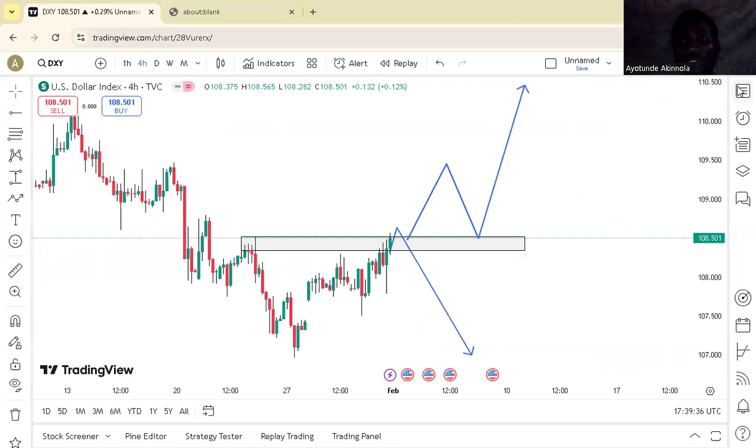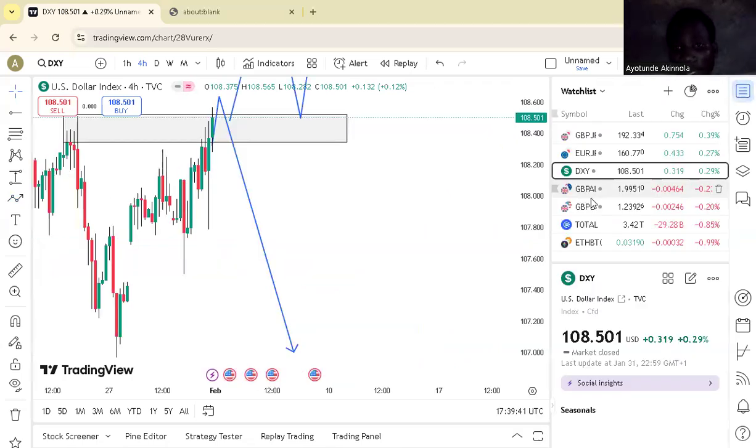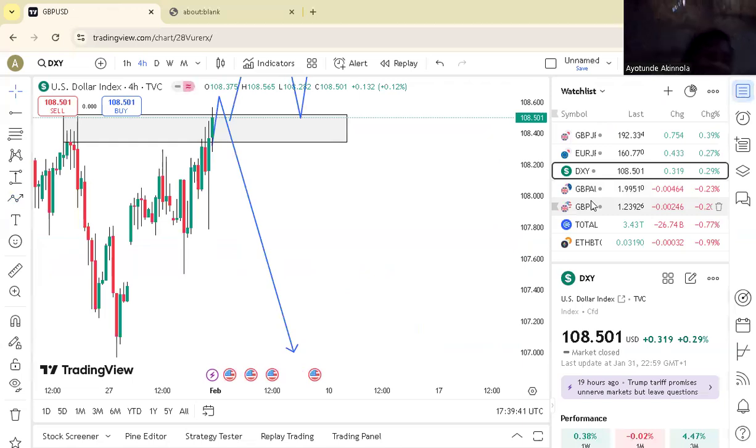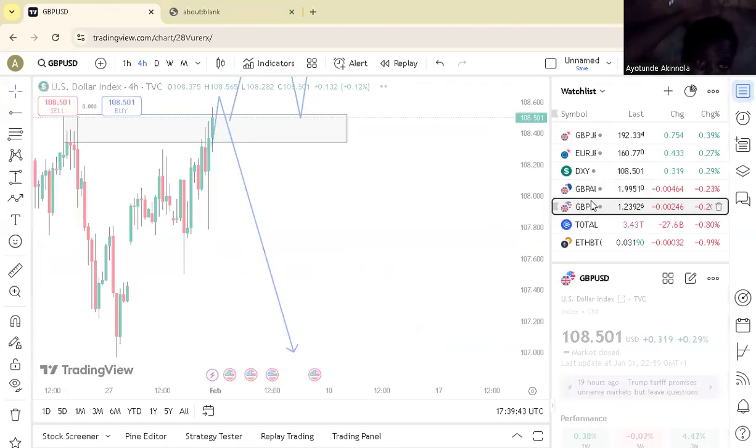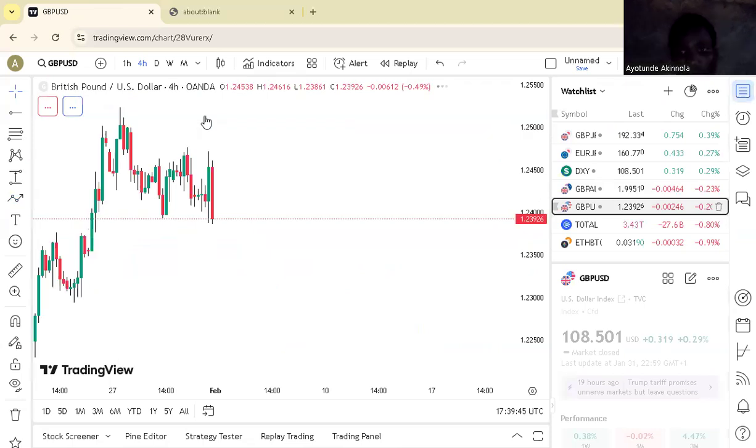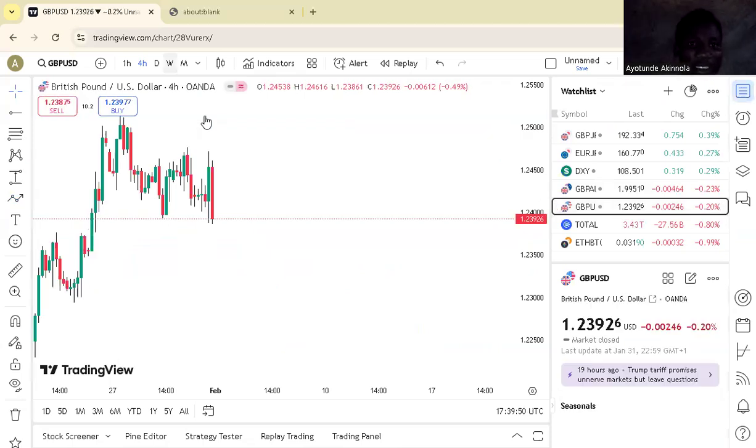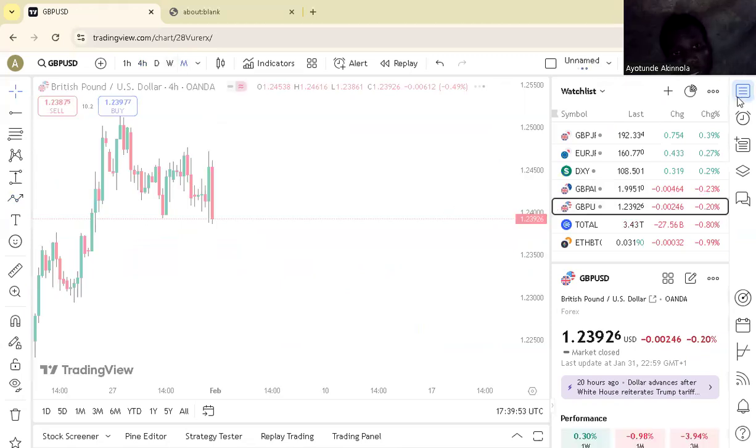So let's move to GU. GU is the most important man. So on GU, yeah, let's welcome the chairman, GU. So on the monthly time frame, what has GU been doing? Let me close this.